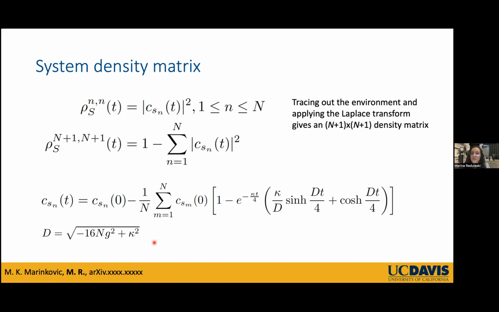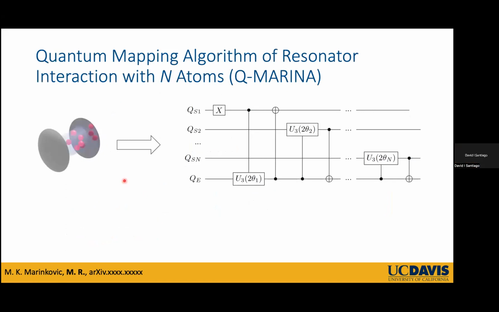Thank you. All right, so then in the next step, we map that onto a quantum circuit, which we named the quantum mapping algorithm of resonator interaction with n atoms, which has a really nice abbreviation, Q-MARINA, that matches the first names of both myself and my collaborator, Professor Marinkovic. In addition to having fun with quantum photonics, we were also having fun with the naming of the algorithm, but let's see what it actually does.